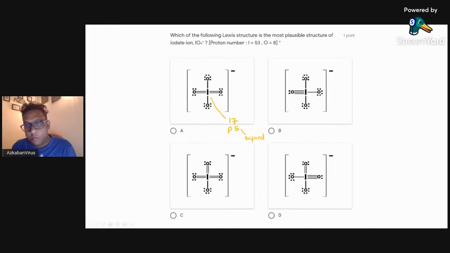Since it is in group 17, it has 7 valence electrons. When it has 7 valence electrons, it can make a maximum of 7 bonds. So in this question, we are asked to determine which of the following is the most plausible Lewis structure. You look for the one that makes 7 bonds. 1, 2, 3, 4, 5, 6. 1, 2, 3, 4, 5, 6. 1, 2, 3, 4, 5, 6, 7. So it's between structure C and structure D.